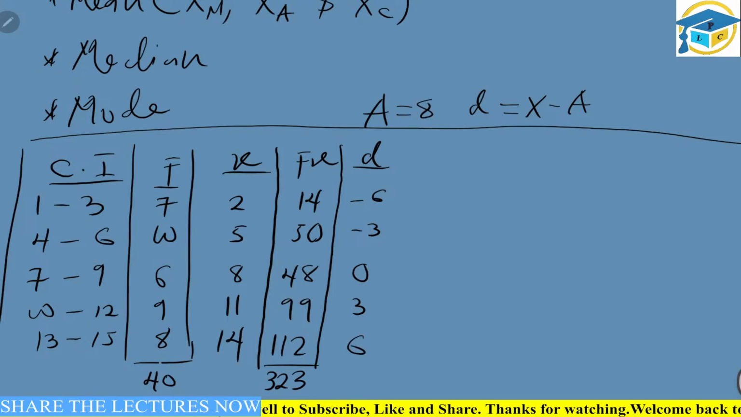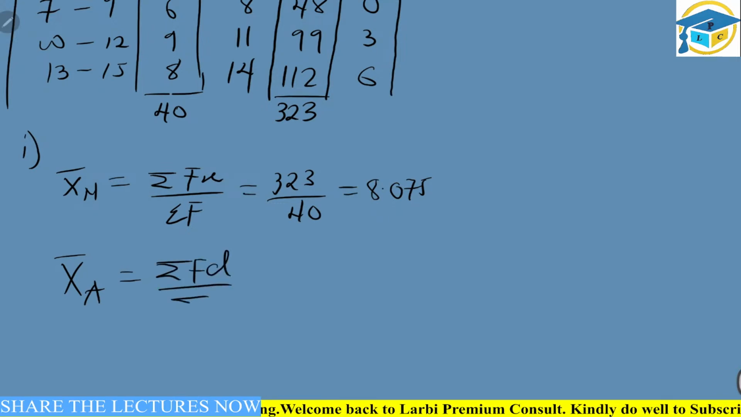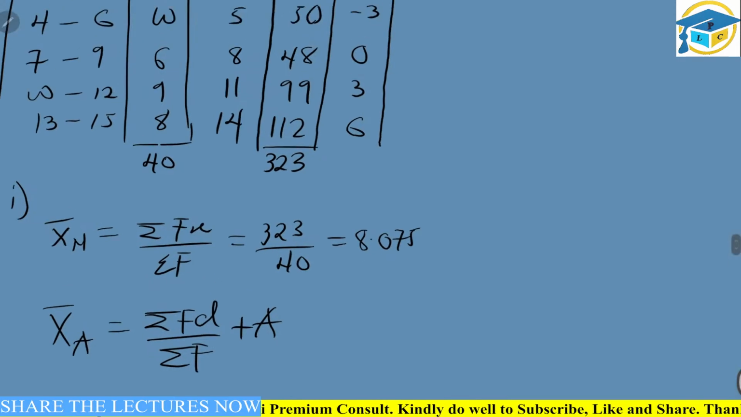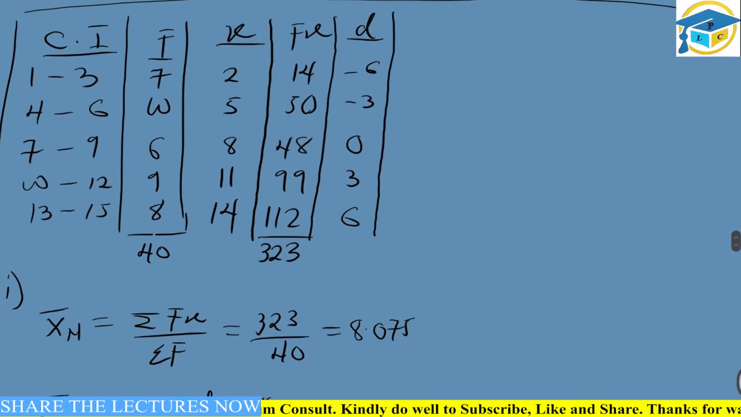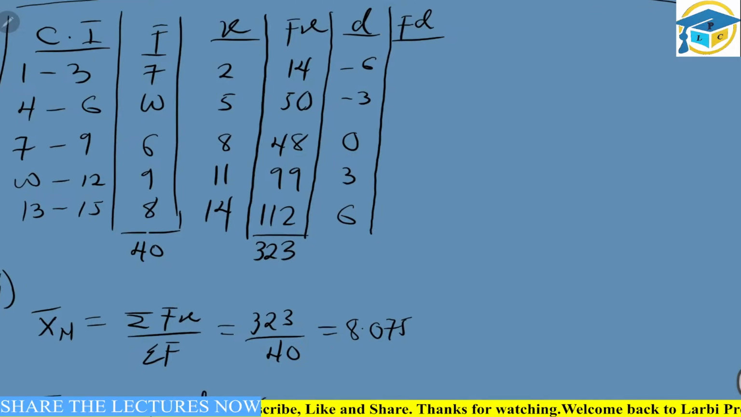Once you're able to find the deviation values, that's fine. The next thing is that since we are using the assumed mean, the formula says that in finding the mean, it should be summation of fd over summation f plus the assumed mean, which is the a. So that means we need to have a column for fd, being the multiplication of frequency and the deviation. So we're going to have a column called fd. That means you're going to multiply each frequency by each deviation in that line.